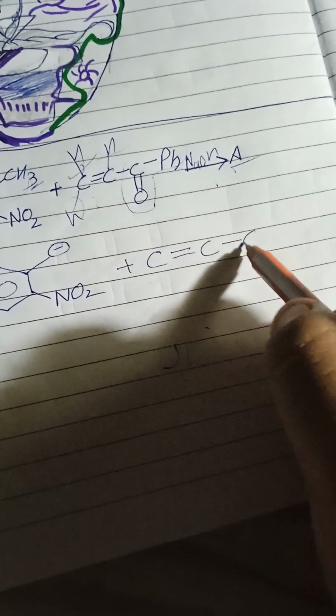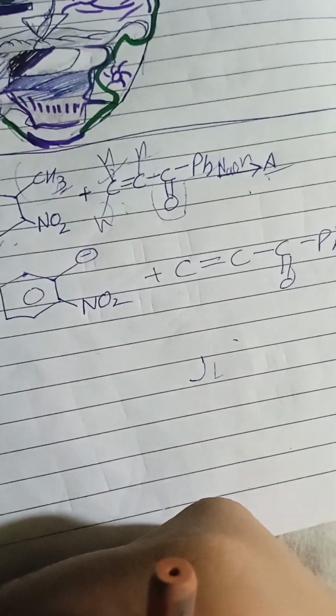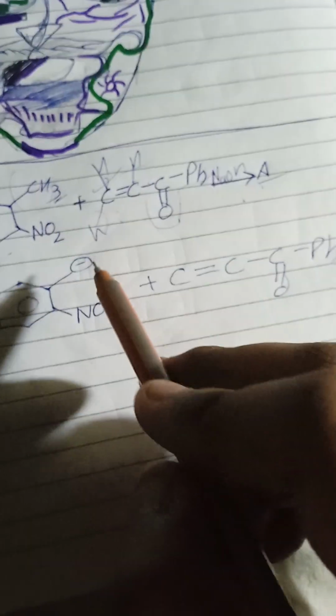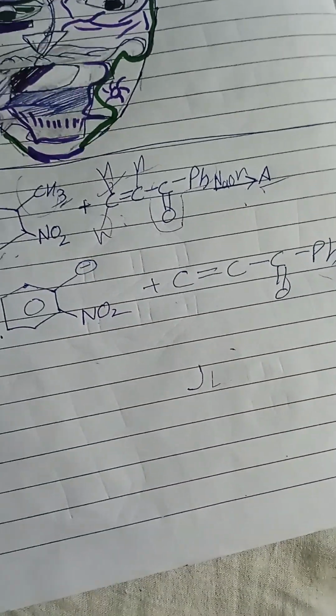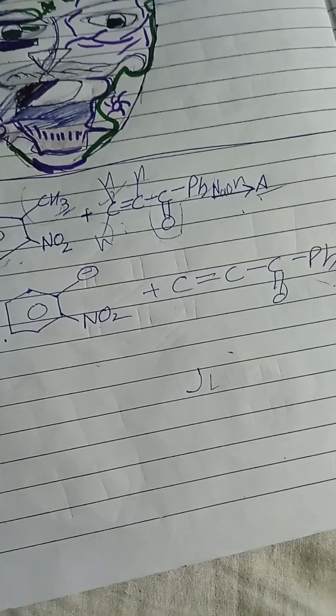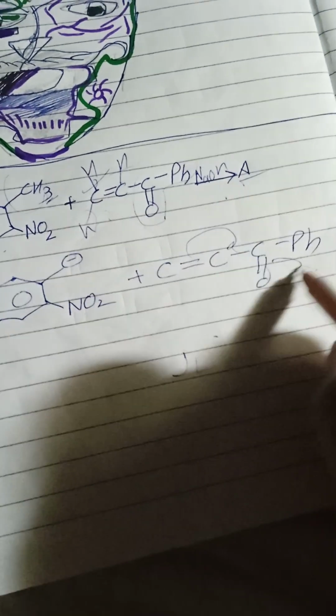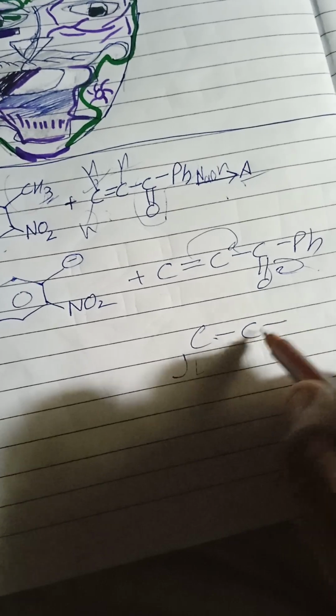Now step 2: it's a nucleophile now. Step 2 is nucleophilic addition. No substitution can take place, because what is the leaving group? Only this is a possibility, and the phenyl anion is not a good leaving group because it's a very good base. So let's find the electrophilic site. If we make a resonating structure of it, it will be something like this.